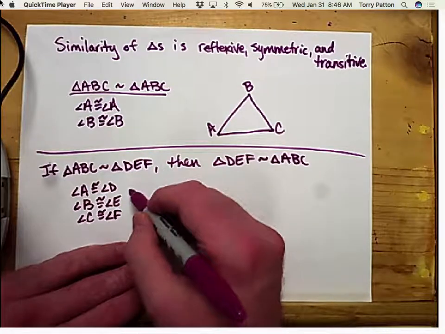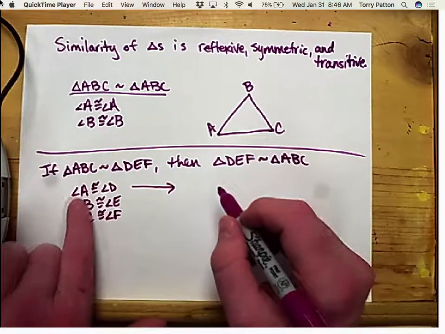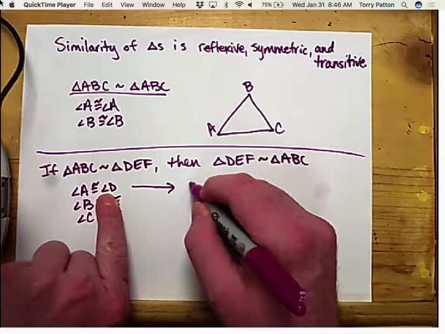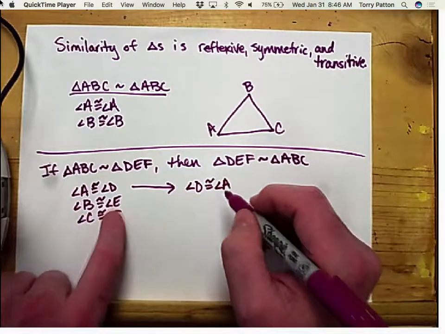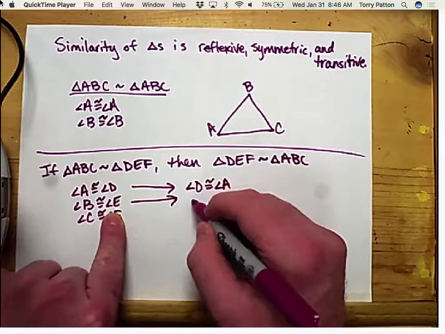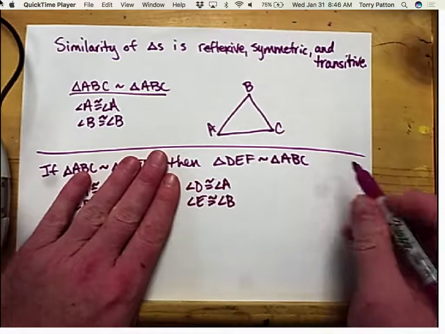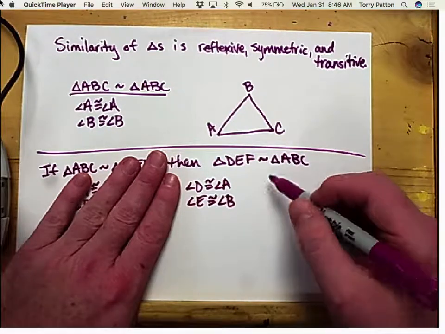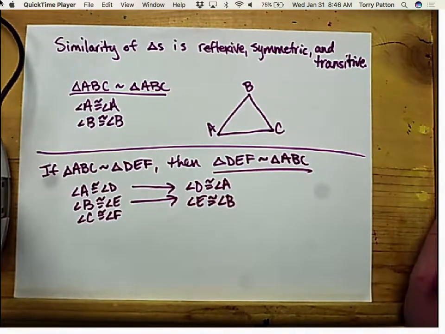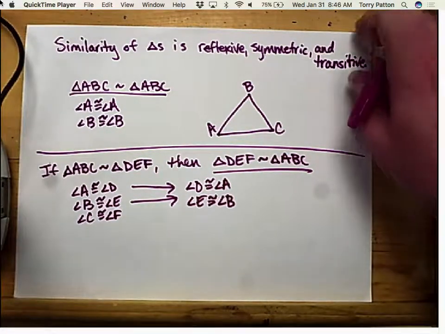Well, by the symmetric property of congruence, if A is congruent to D, then D is congruent to A. If B is congruent to E, then E is congruent to B, and you're done. You don't even need the third one. If these two are congruent and these are congruent, by angle-angle similarity, these two triangles are similar. Okay? And then transitive.